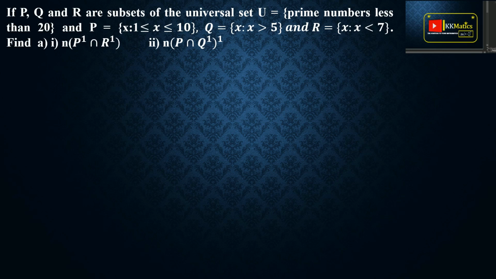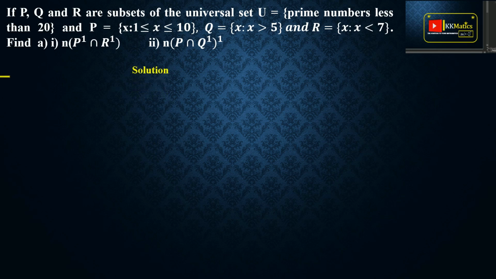Now, the question says find (i) the number of elements in P complement intersection R complement, and then (ii) the number of elements in P intersection Q, all complement. So let's go straight ahead and solve the question.